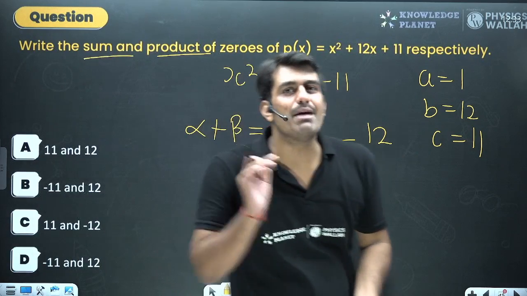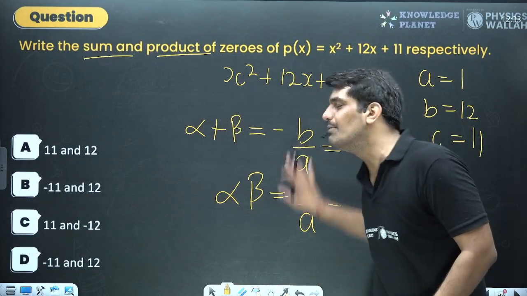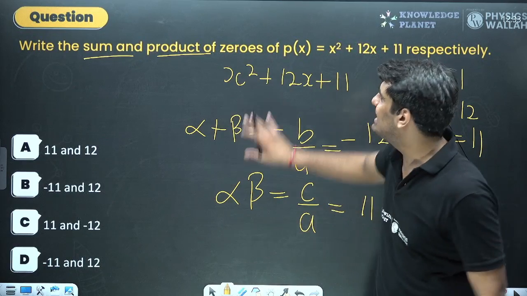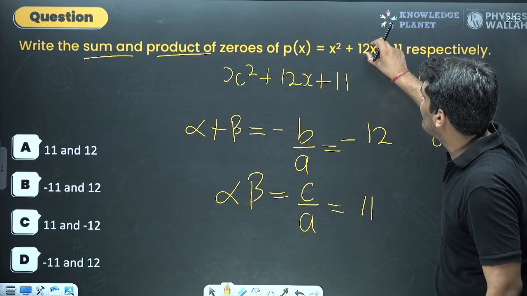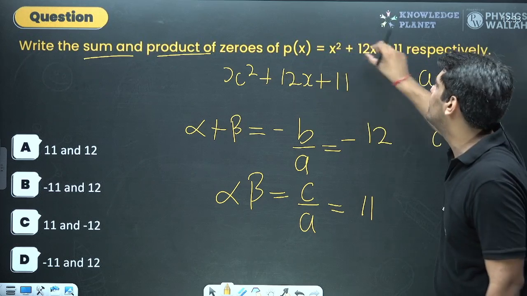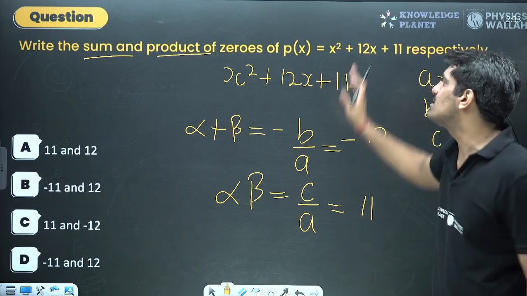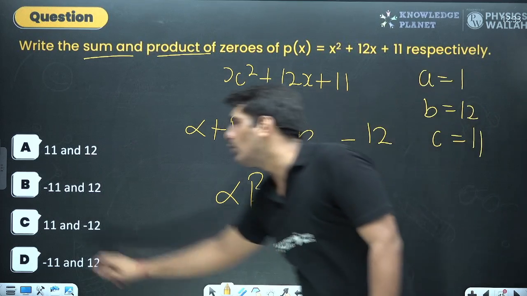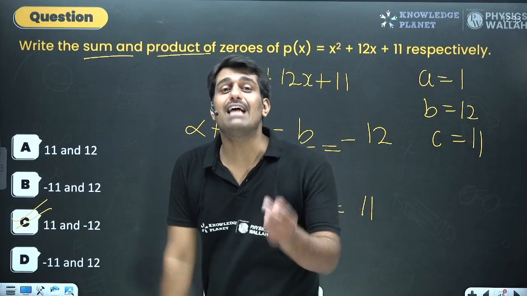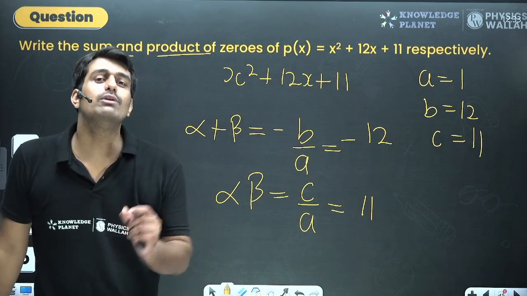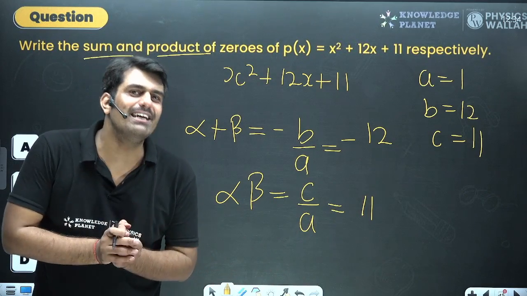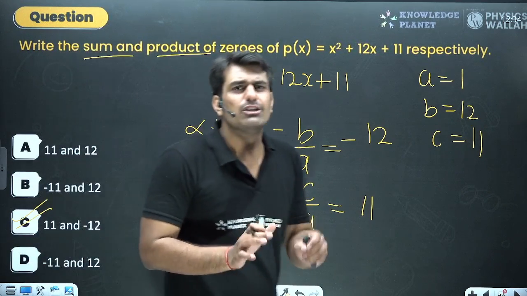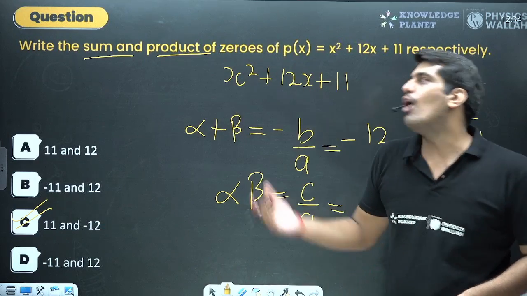I have taken much time to explain and write on the board, but that was not required. Just by seeing it, 12 over here, so a negative sign will be involved, minus 12. 11 will go as it is because the coefficient of x square is 1. The correct answer, minus 12 and 11, option number C. That is how quickly you can answer if you know the relation between the zeros and the coefficients. This was the question just to explain directly how we can find it.